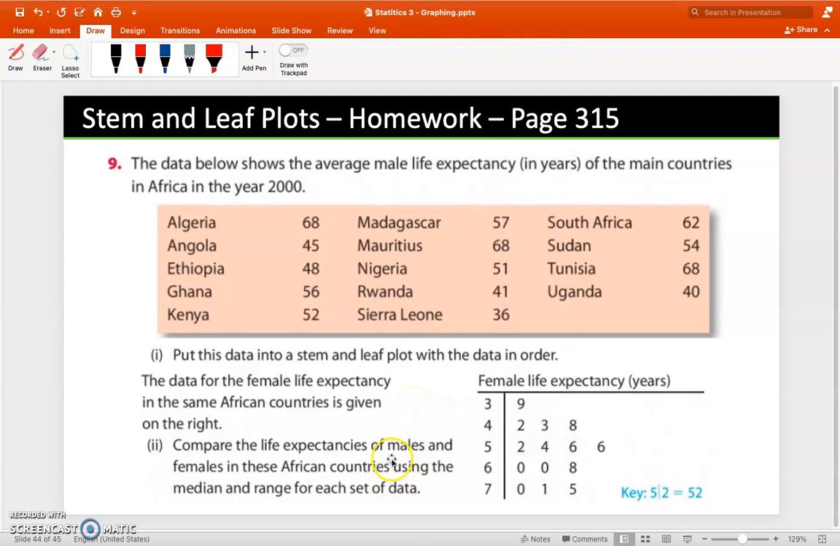So again, find the median of both of them, find the range. What can you find? Are they more consistent? Are men expected to live longer than women, or women expected to live longer than men? If your median is greater for the men, then it's expected that they'll live longer than the women. That's the type of information that you're looking for.